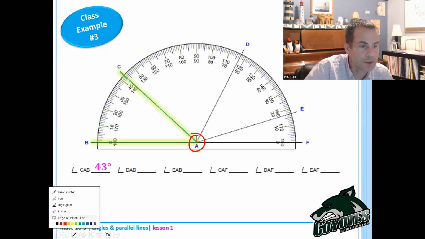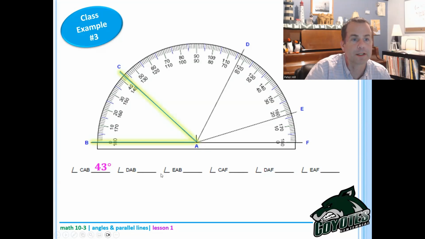Awesome. I just need to erase that ink. Okay, perfect. Now let's go to the next one. The next one is angle DAB. So again, that's going to be going from D to A to B. So that would be this angle here.